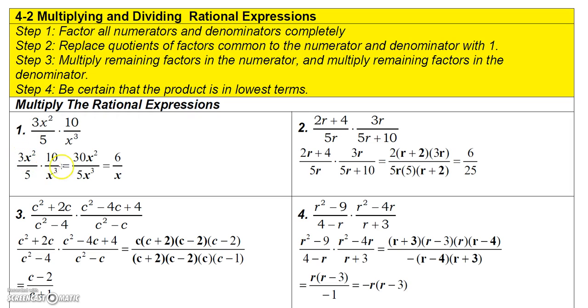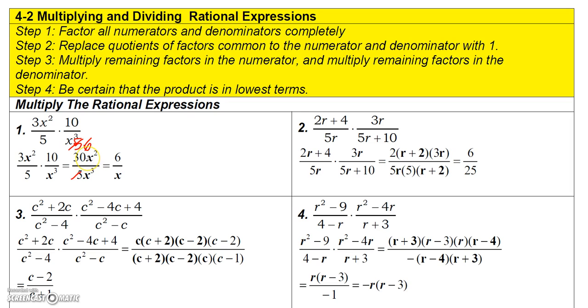So I have 3 times 10, which is 30, and then I have x squared, so I'll just put 30x squared. And the bottom I have 5 times x cubed, so that's just going to be 5x cubed. Now what I'm going to do next is, I know that 30 can be written as 5 times 6. So 30 is 5 times 6, and so you can actually cancel the 5 into the 30 and you'll be left with 6. So that's where the 6 came from.